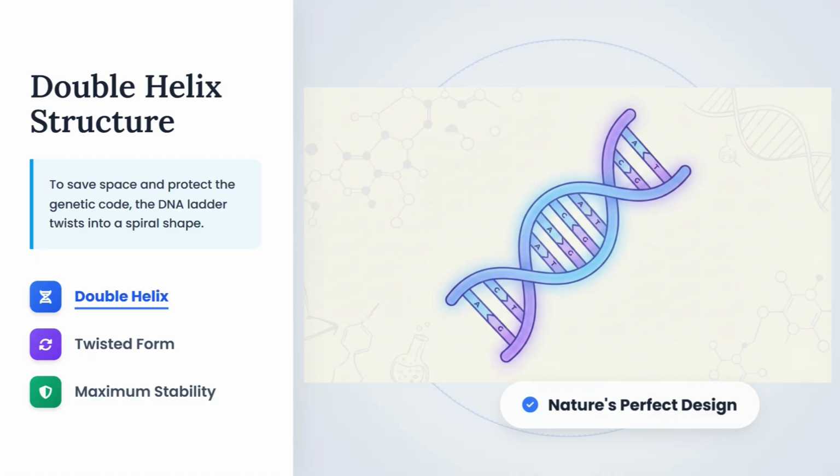This twisting isn't just for packing, it also provides tremendous chemical stability and protects the precious genetic code, the sequence of bases on the inside, from damage. It truly is an elegant and efficient design. This famous model was proposed by two scientists.